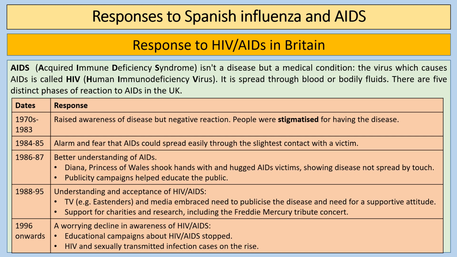From 1988 to 1995, there was understanding and acceptance of HIV/AIDS. TV, such as EastEnders, the BBC soap, and media embraced the need to publicise the disease and have a supportive attitude. There was support for charities and research, including a Freddie Mercury tribute concert. And then from 1996 onwards, there's been a worrying decline in awareness of HIV/AIDS, and that's partly to do with the discovery of retroviral drugs that can be used to manage and treat the condition. So educational campaigns about HIV and AIDS have stopped, and HIV and sexually transmitted infection cases are again on the rise. So let's have a look at these in a bit more detail.